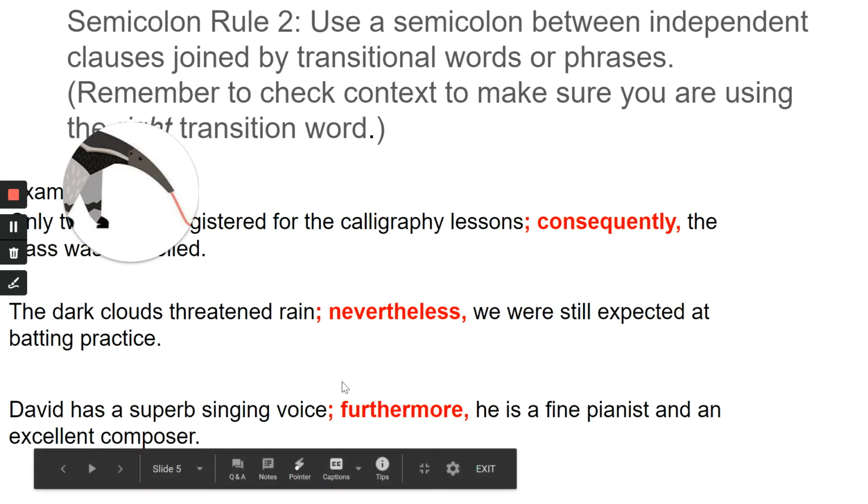Furthermore, he is a fine pianist and an excellent composer. So these are our transitional words: semicolon, comma. Because furthermore, this is a dependent clause. Furthermore, he is a fine pianist and an excellent composer. So we have our independent clause, David has a superb singing voice, semicolon, transition word, comma.